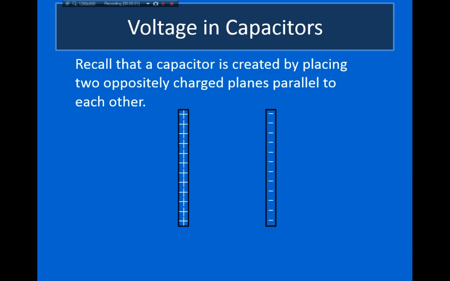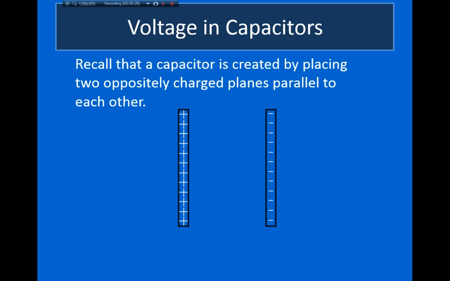Hello and welcome back. In a previous video, we discussed capacitors, and in that video, we derived the formula for the strength of the electric field between the plates of a capacitor. In this video, I want to talk a little bit more about capacitors, and in particular, I want to derive a formula for the voltage difference across a capacitor, as well as a formula for the total energy that's stored inside a capacitor.